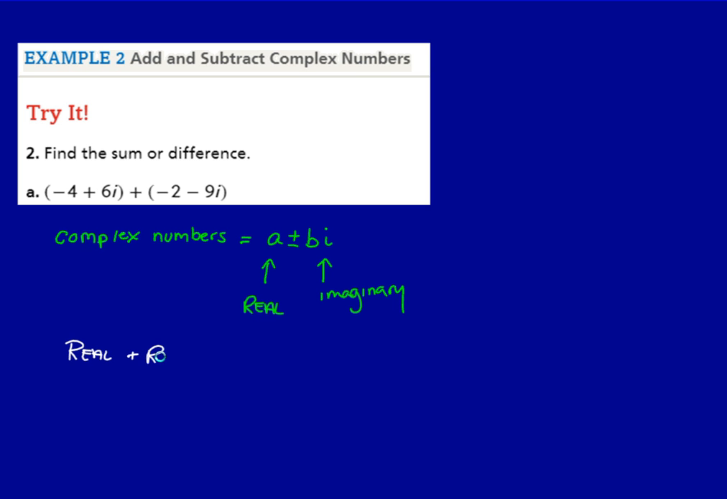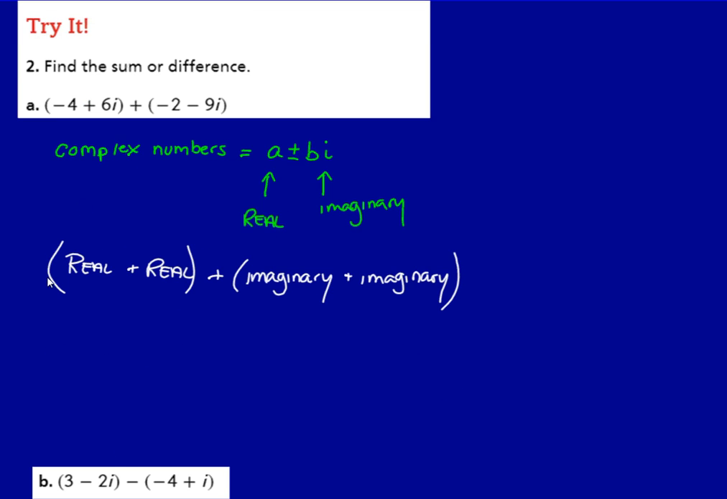So one way to do this is to say it's going to be real plus real. So the real part plus the real part, plus imaginary plus imaginary. That is one way to add or subtract complex numbers, which is what we're going to do on part B down here.